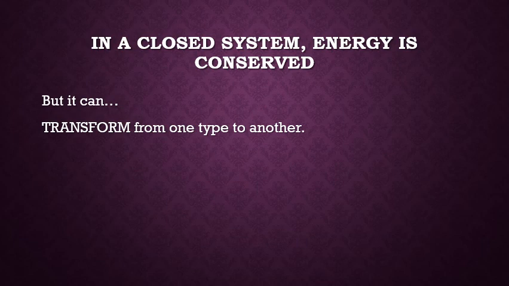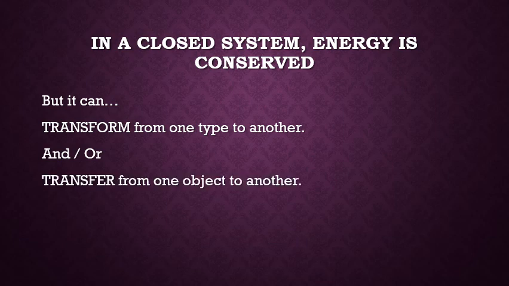So the chemical energy that I put into my body in the form of food gets transformed into motion energy and heat energy as I move around the classroom. So that's transformation. It's not destroyed, it just changes from one type to another. Energy can also be transferred from one object to another. So the kinetic energy of your foot as you swing it through the air to kick a soccer ball, the kinetic energy from your foot is transferred to the ball, and then the ball has kinetic energy.